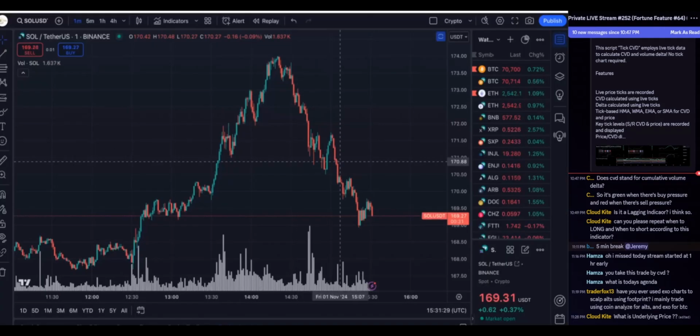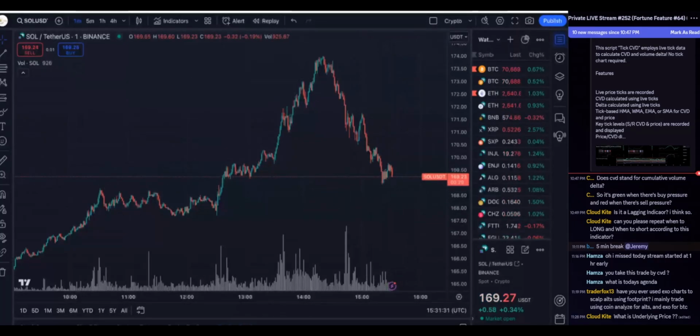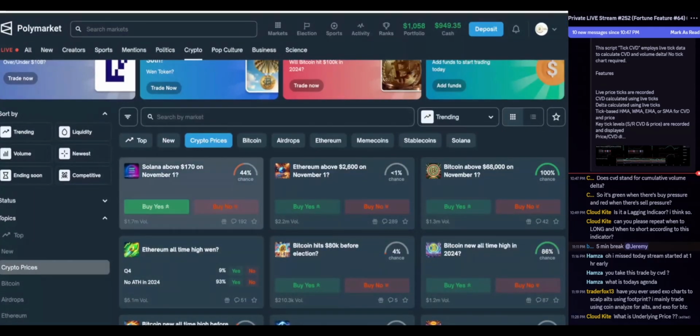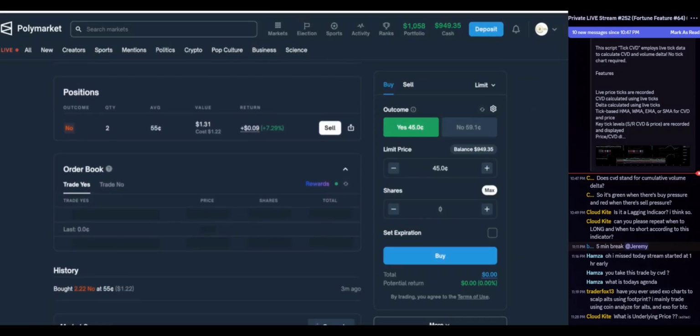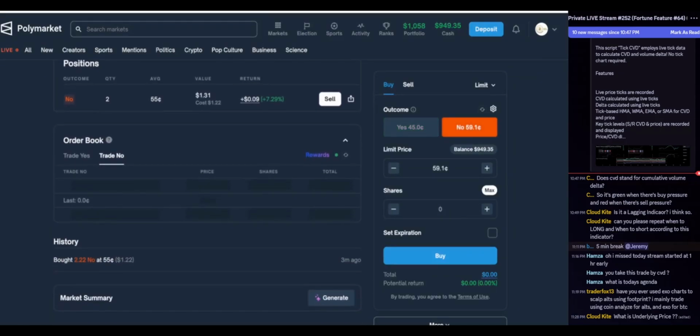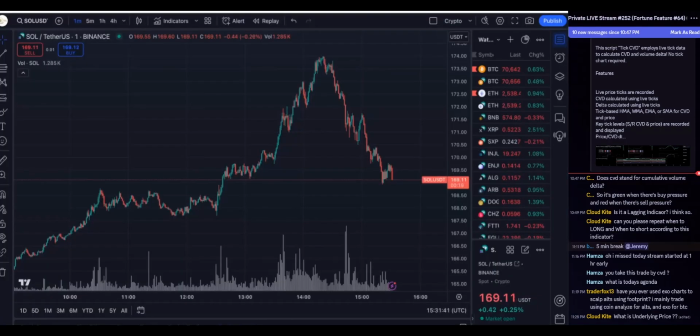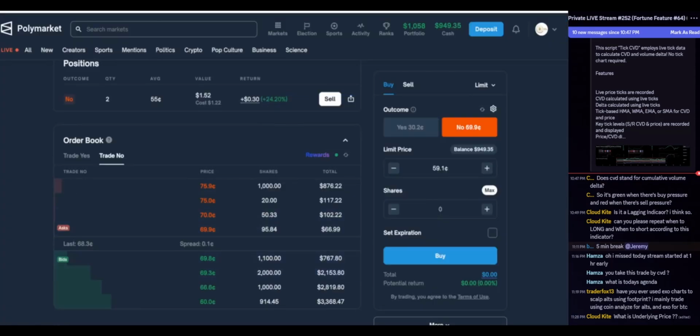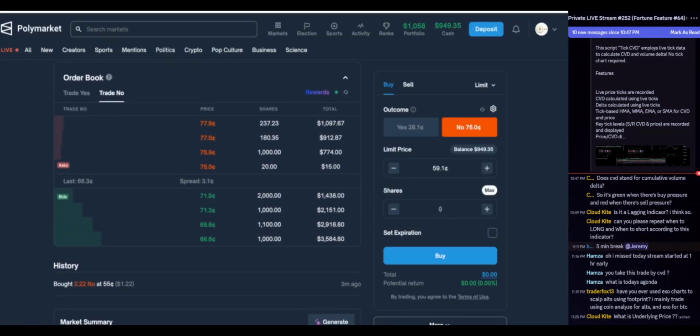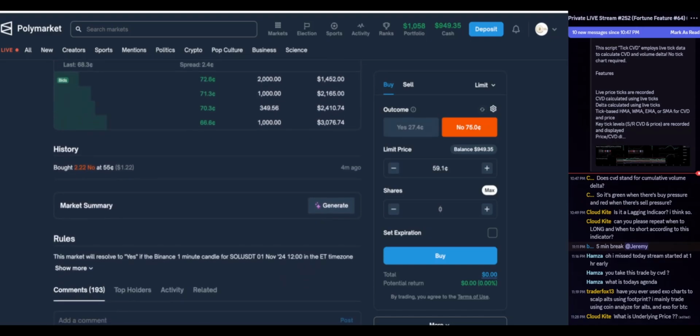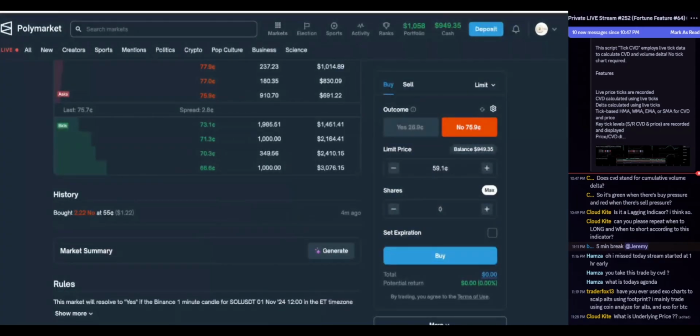So we want prices to fall, as you can see. So Solana falling is fantastic too, because that's just going to make us more money on this market here. Solana's now at 169, meaning there's a pretty low probability that it'll be above 170. So that's good. I could get out, but why? No, why would I do that?